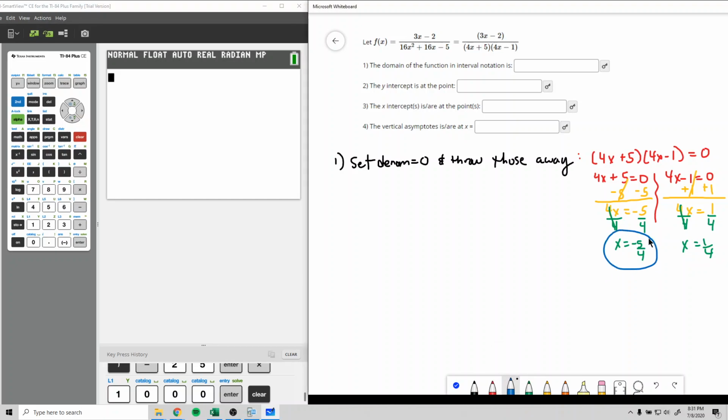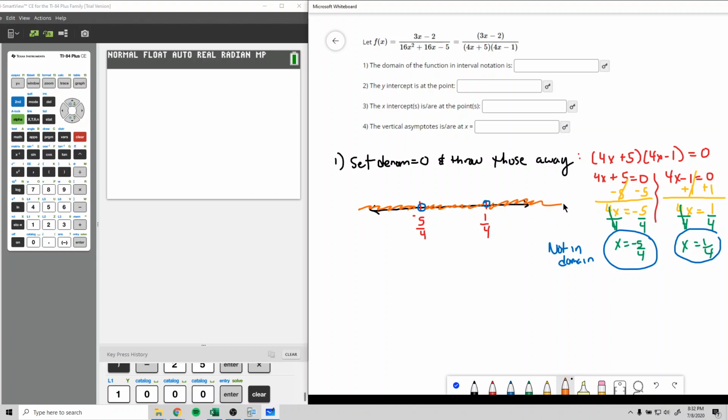Remember what these two values are. These are not in the domain. Everything else is. If you draw a number line to visualize this, because I know it's been a while, make sure you do the numbers in order. Negative 5/4 is the smaller one, and 1/4. These are not included, but everything else is. We have open circles there, and everything else is scribbled in.